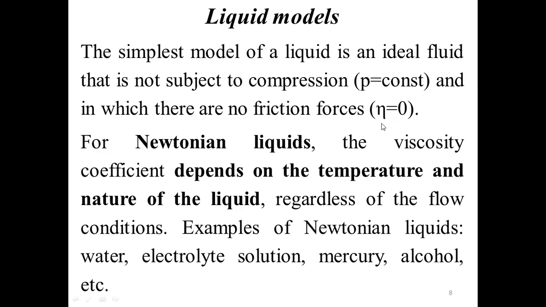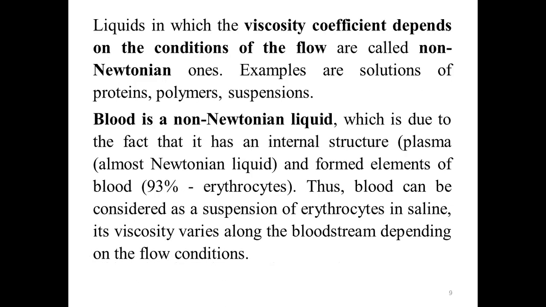For Newtonian liquids, the viscosity coefficient depends on the temperature and nature of the liquids without dependence on the flow conditions. Examples of Newtonian liquids we can consider are water, electrolyte solution, mercury, alcohol, etc. Liquids where the viscosity coefficient depends on the condition of the flow we call non-Newtonian ones. Examples of such liquids are proteins, polymers, suspensions, and blood, of course, is a non-Newtonian liquid.